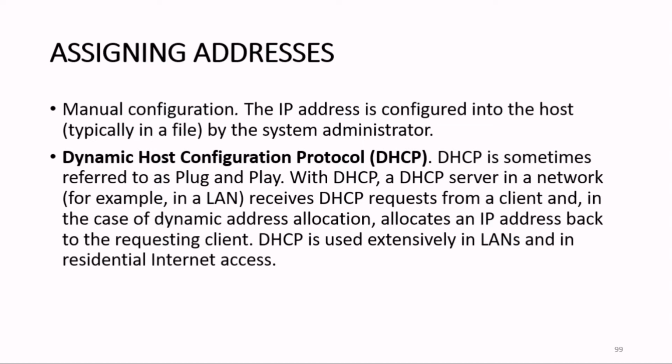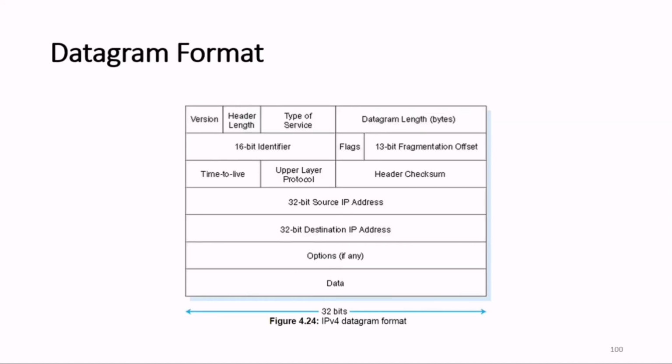With DHCP, a DHCP server in the network, for example in the LAN, receives a DHCP request from a client, and in the case of dynamic address allocation, allocates an IP address back to the requesting client. DHCP is used extensively in LAN and in residential internet access. This is the datagram format.